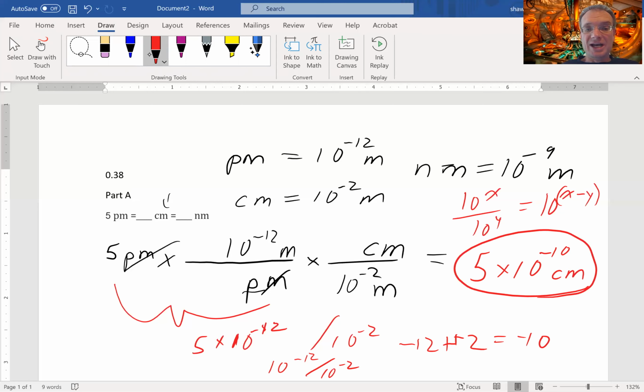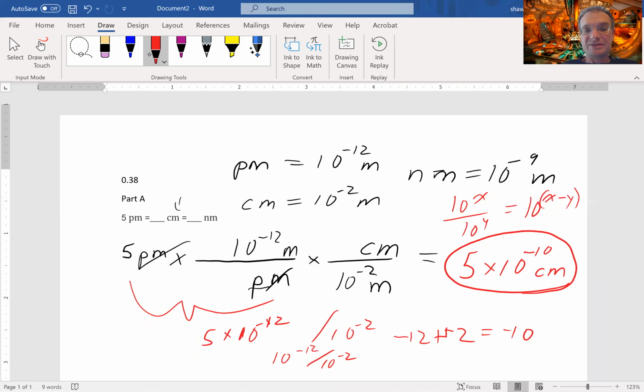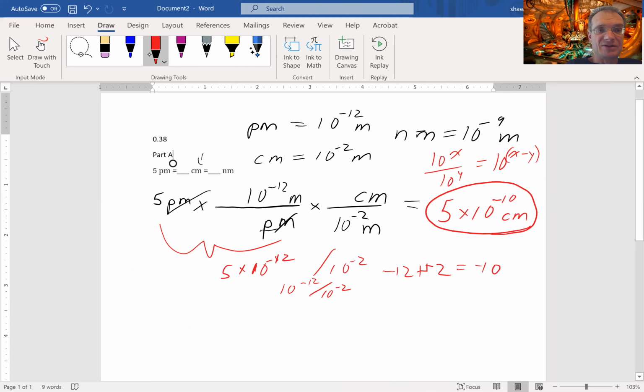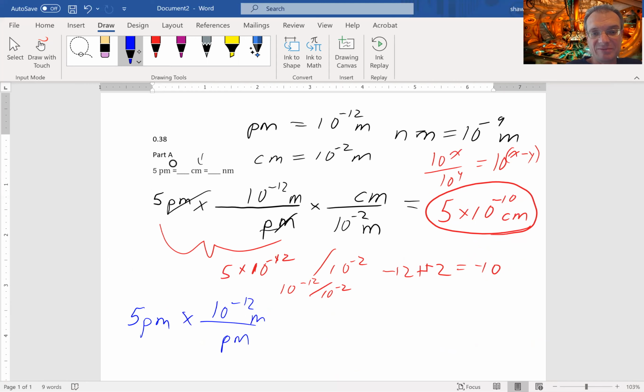To convert to nanometers, we basically repeat the process over again. 5 picometers. I don't want the picometers, so I'm going to place them where they cancel out. And the only thing I ever knew how to do with them is to go to meters. I now have meters. I don't want them, so I'm going to place them where they cancel out. I want nanometers, and nanometers is 10 to the negative 9th. So I'm going to multiply everything on top, divide through by everything on the bottom.